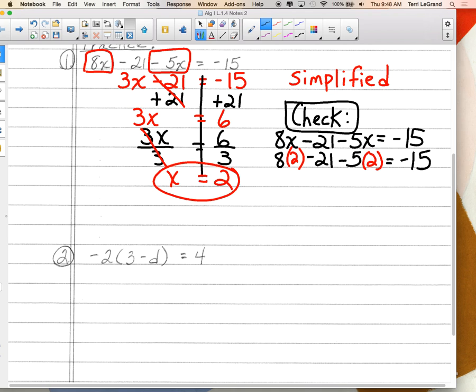Now, we are not going to start doing something to both sides of the equation. We're not solving. We're checking. So what we need to do is evaluate that left side of the equation, don't we? We have to follow order of operations and get a value for the left side and hope that in this case it matches the right side. So 8 times 2 is? 16. And then we'll put minus 21. And 5 times 2 is? 10.